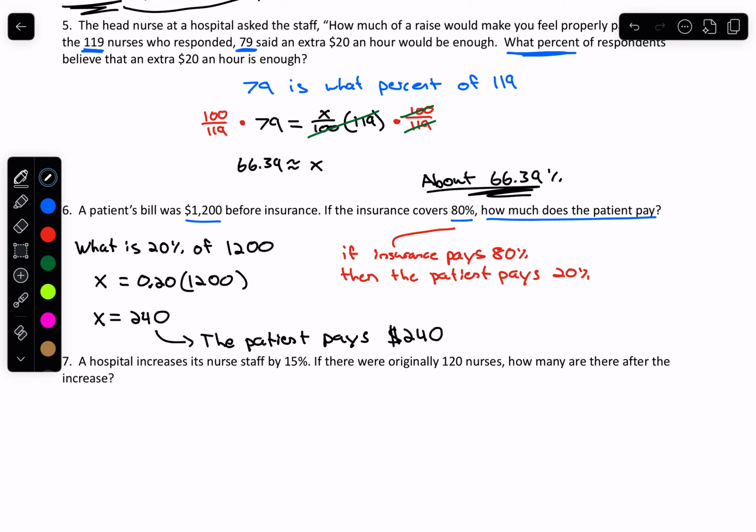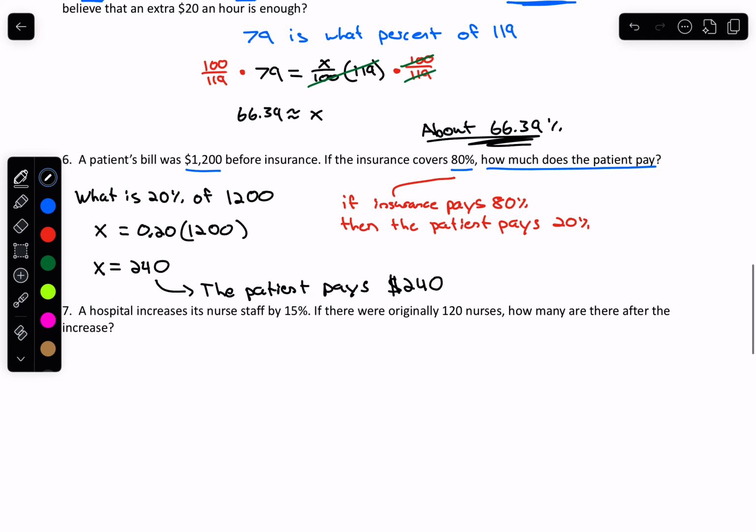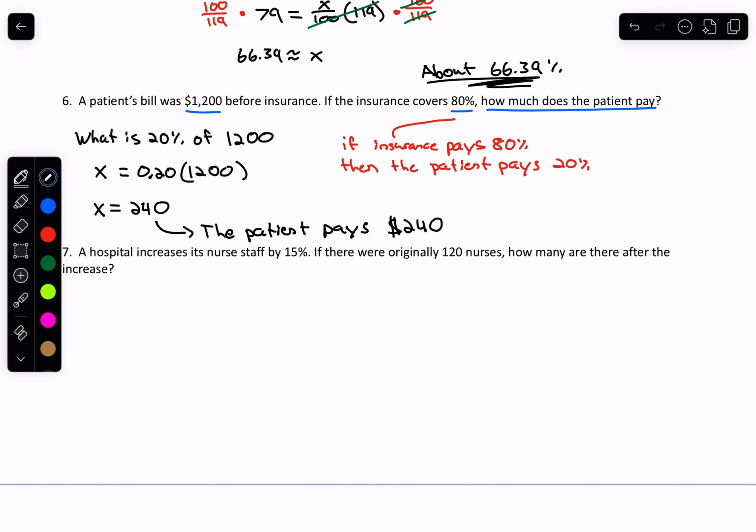All right, so the important thing there was to realize the patient is not paying 80%. The insurance is paying that 80%, and the patient is paying the remaining 20%. All right, one more. A hospital increases its nurse staff by 15%. If there were originally 120 nurses, how many are there after the increase? So there's two ways we could do this. We could find out what is 15% of 120 and then add that to the 120 nurses we already had.